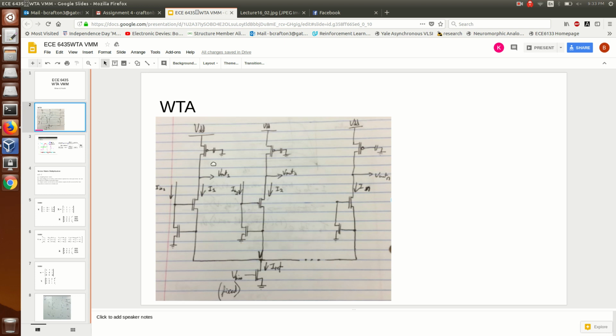Conversely, because we have a fixed current coming through here, I1 must have increased, so Vout1 must have decreased below the previous value to increase the current which is coming through that terminal. And then you can extend this concept to n different input currents and output voltages.